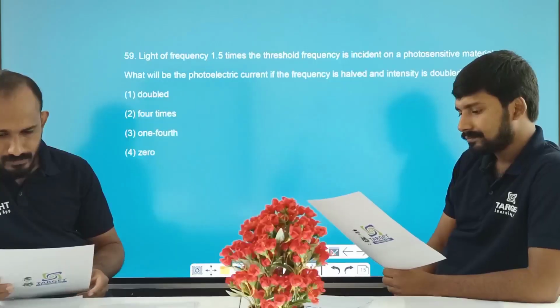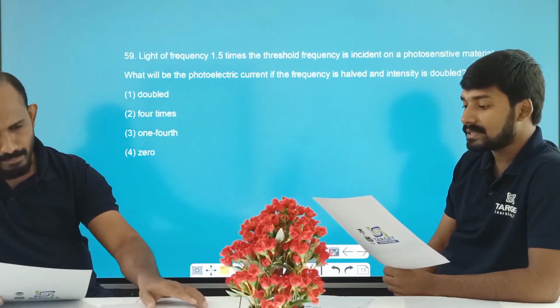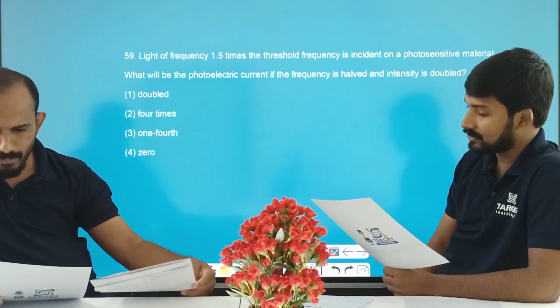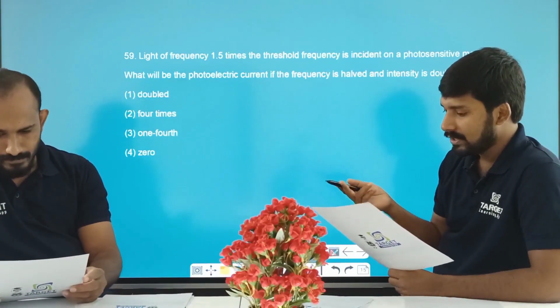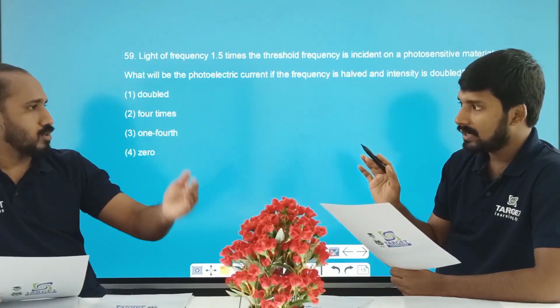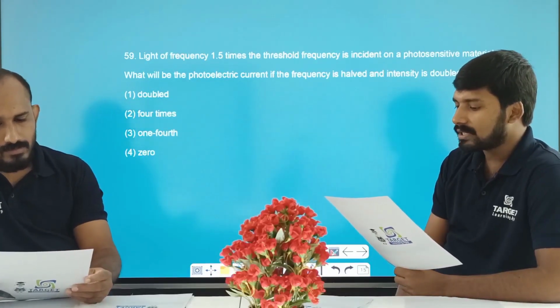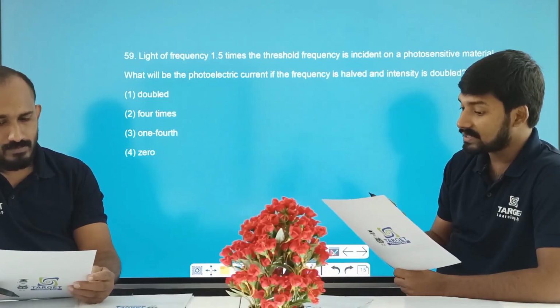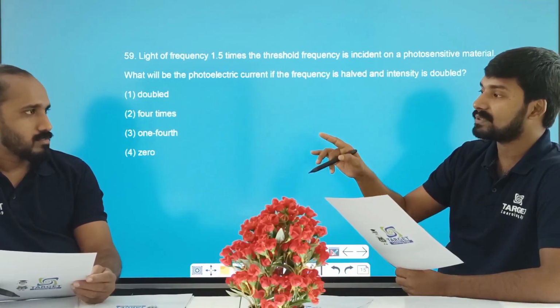Next question. Light of frequency 1.5 times the threshold frequency is incident on a photosensitive material. So here the frequency of light is 1.5 times the threshold frequency. In this case, photoelectric emission occurs, because above the threshold frequency, emission occurs. What will be the photoelectric current if the frequency is halved? If the frequency is halved, then it becomes 0.75 times the threshold frequency.